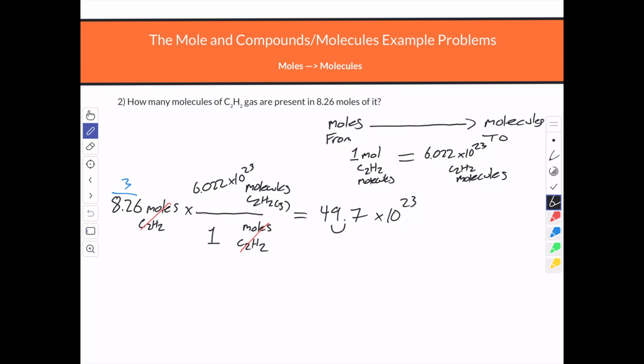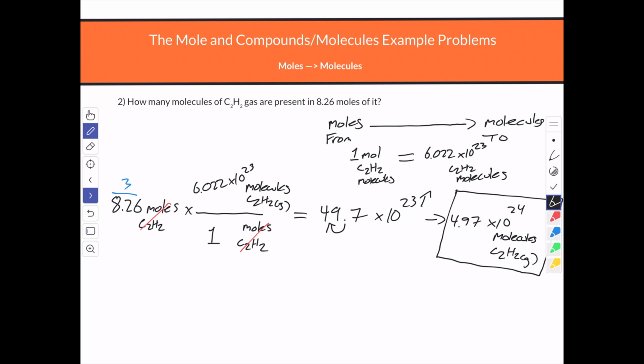We want to move our decimal point over to the left. We want to make our exponent larger. That gives me 4.97 times 10 to the 24 molecules of C2H2 gas. And that's the answer. Alright, let's try a different type.